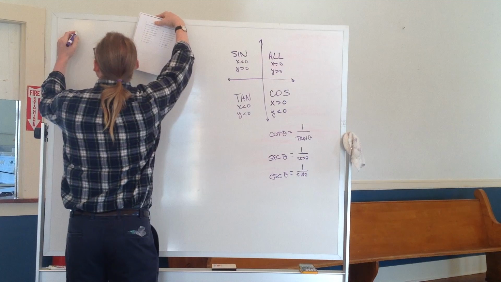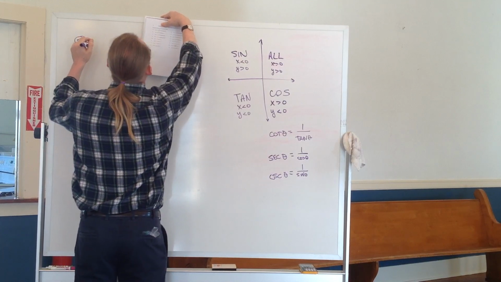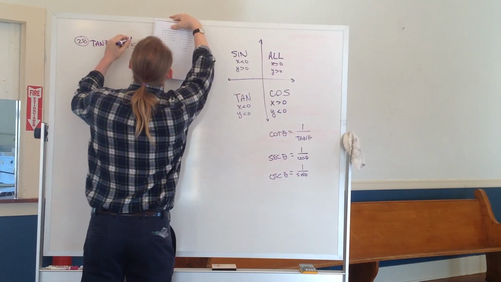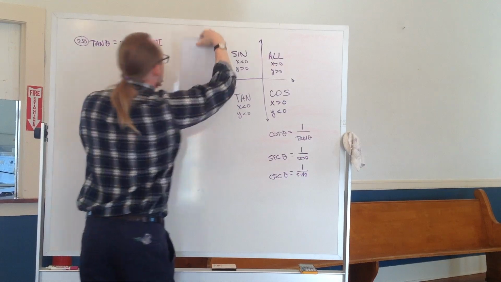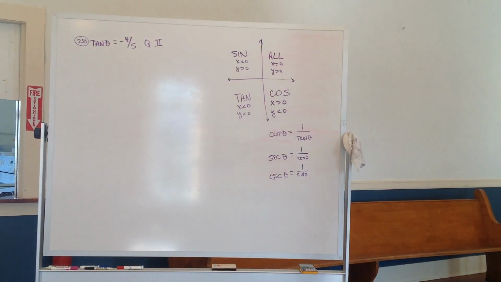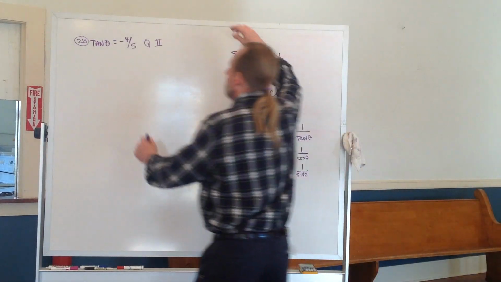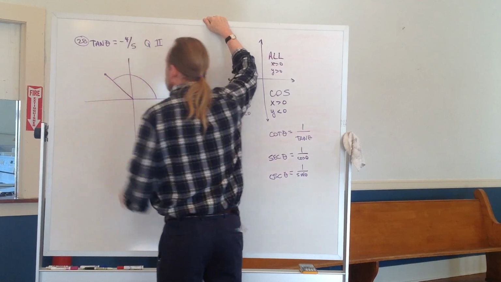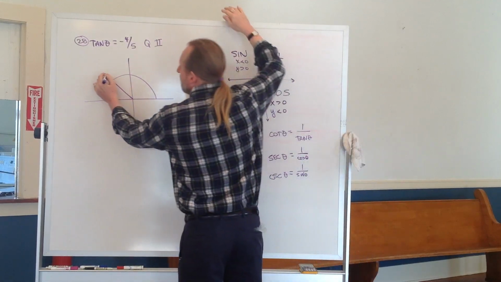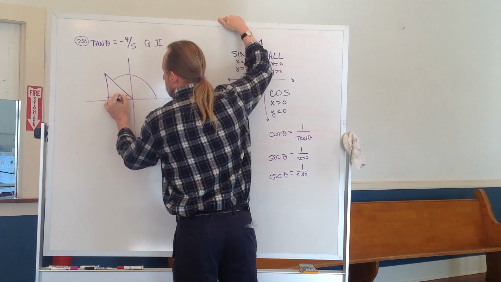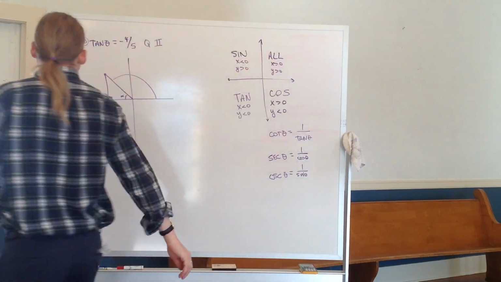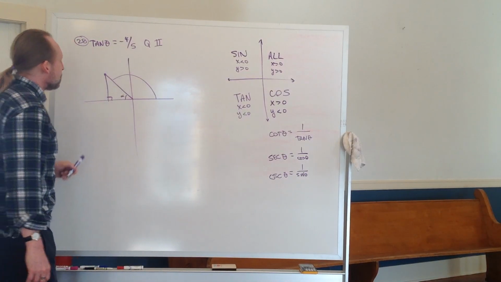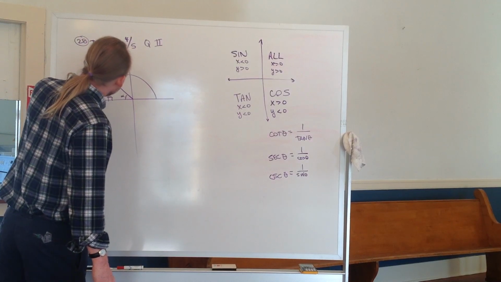All right, so problem 28. This says tangent theta is negative 4 over 5, and we're in the second quadrant. Draw a little diagram. Here's the second quadrant, there's our terminal side for the angle. Drop the perpendicular down here, and there's our reference angle. We're saying that the tangent, which is the opposite over the adjacent, is going to be negative 4 over 5. Now the y in this case is positive.